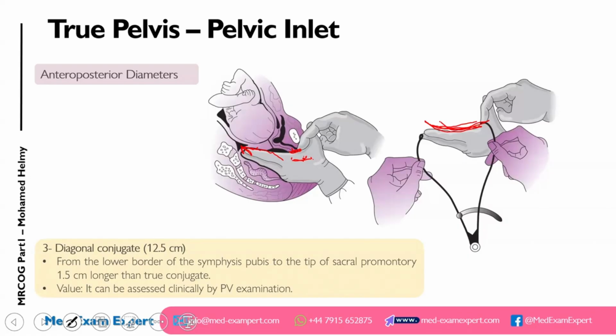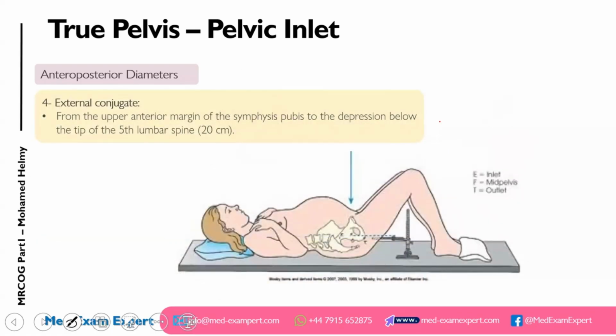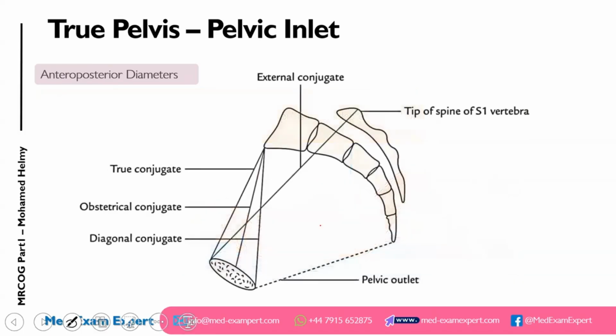We have another diameter or anteroposterior diameter, which is of no clinical importance. It measures the length from the upper margin of the symphysis pubis till the fifth lumbar vertebrae, okay, or the upper border of the sacral promontory, okay. This is about 20 centimeter and it has no clinical importance for us. This is called external conjugate. So I'm going to show you a diagram showing the four diameters, okay.